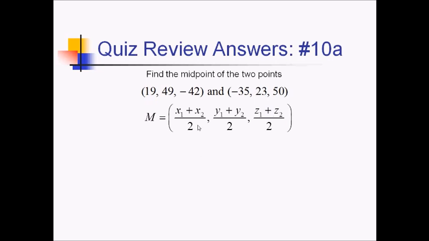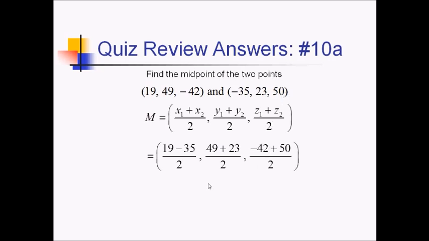So in this case, we've got 19 plus negative 35 over 2 for the x's, 49 plus 23 over 2 for the y's, and negative 42 plus 50 over 2 for the z values. Going through and doing each of these, this is going to be negative 16 over 2, which is negative 8. Here we have positive 72 over 2, which is 36. And here this is going to be 8 over 2, which is positive 4.